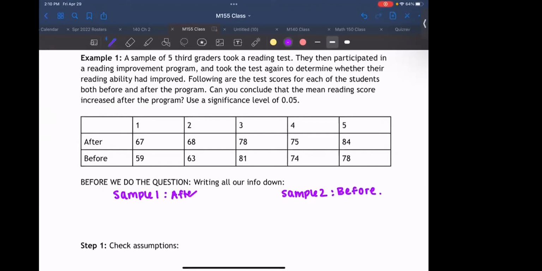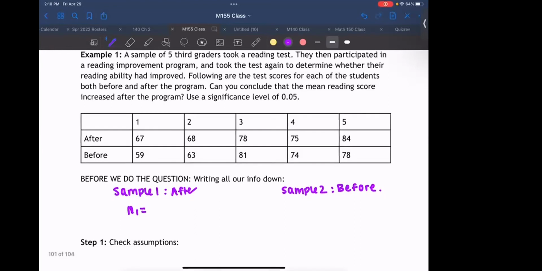Okay. So before we go on, can someone tell me what N1 would be? Yeah, 5, right? Because there are 1, 2, 3, 4, 5 things for the after row. Nice job. And N2 is also going to be 5, right? Okay.